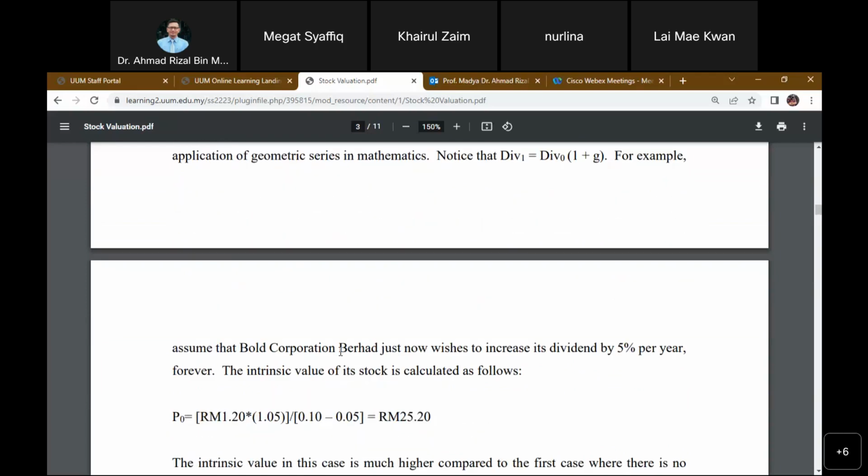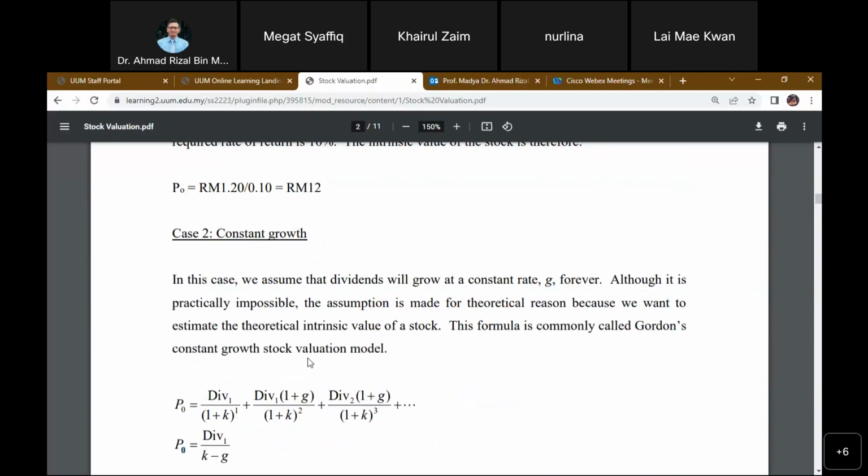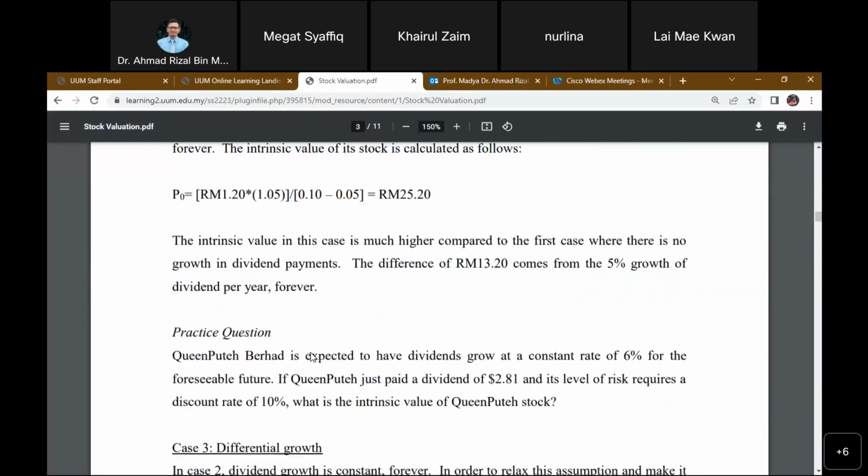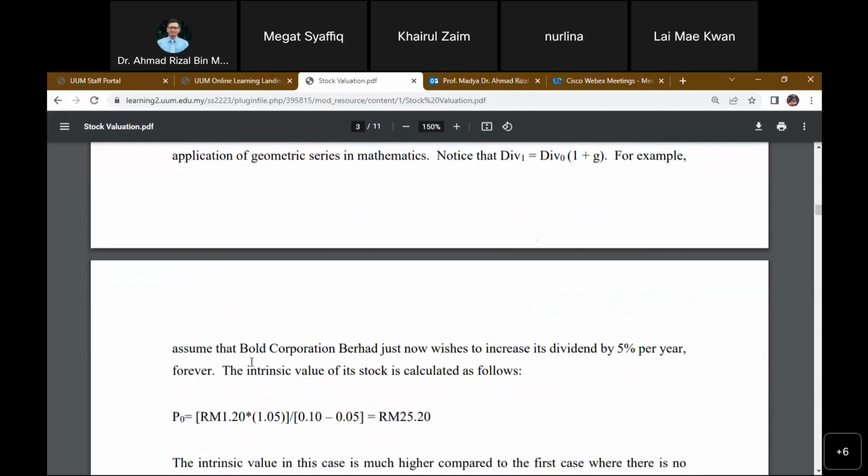Take the Bold Corporation that we used just now. This is the base case. Now assume that this company wishes to increase its dividend by 5% per year forever, meaning that starting the first year, they want to start increasing the dividend. What is the growth rate? 5%. So 5% is your G, the constant growth rate.